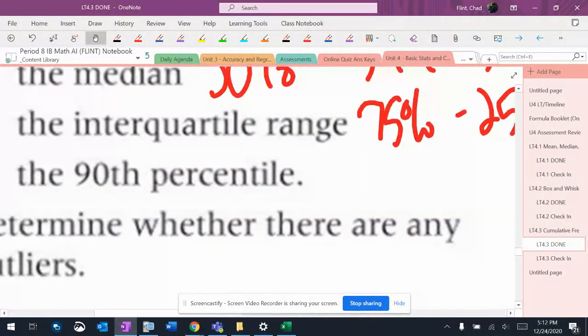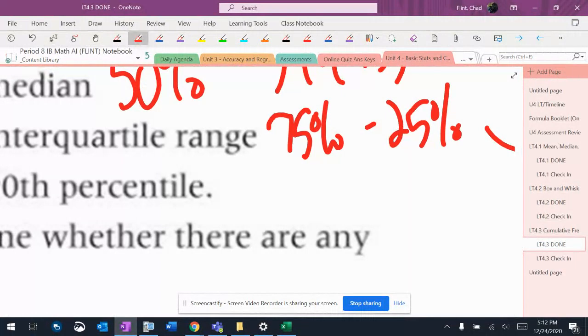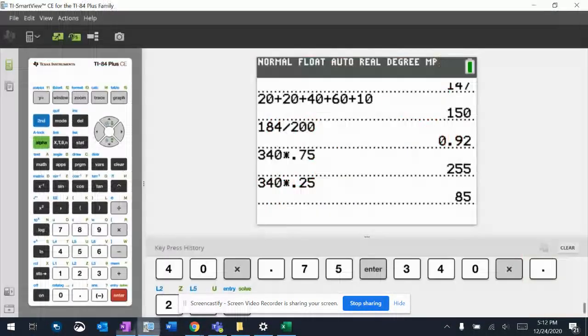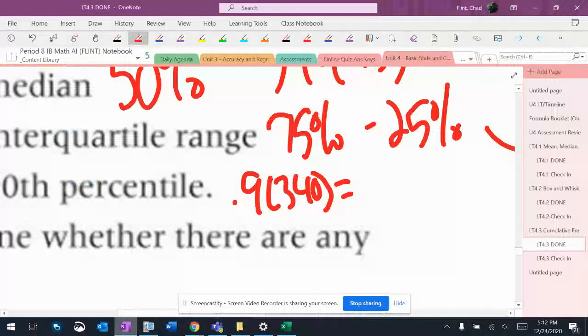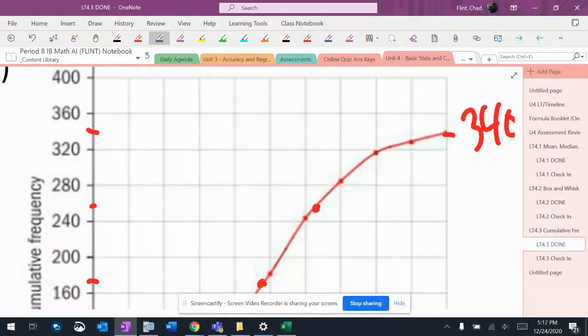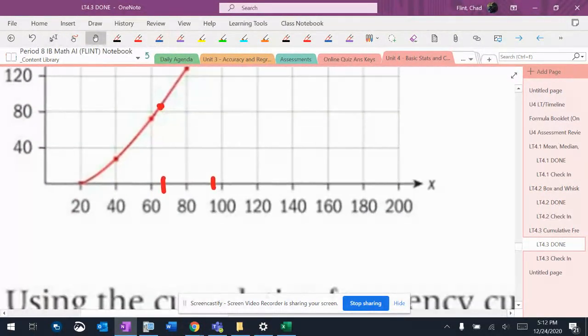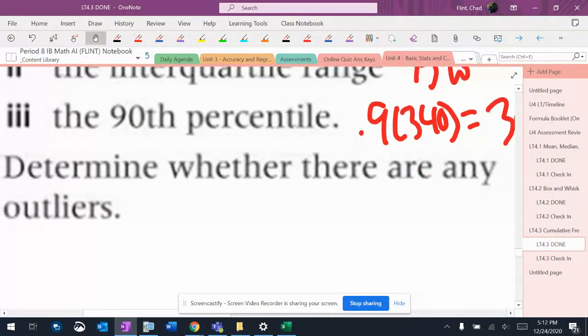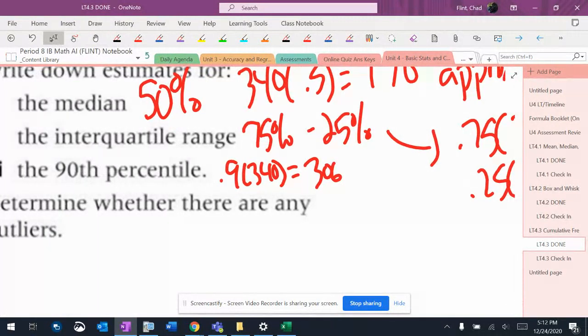Then it says the 90th percentile, so 0.9 times 340 is 306. So I want to know where that happens. So go back over to my graph here. 306 is going to happen a little above halfway there, which is going to be probably right about there. But exactly halfway between those two, which is right around 150. So 150.